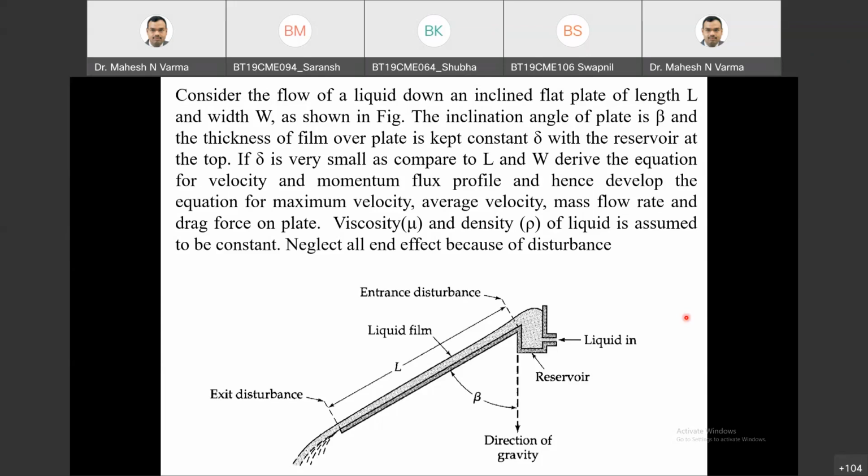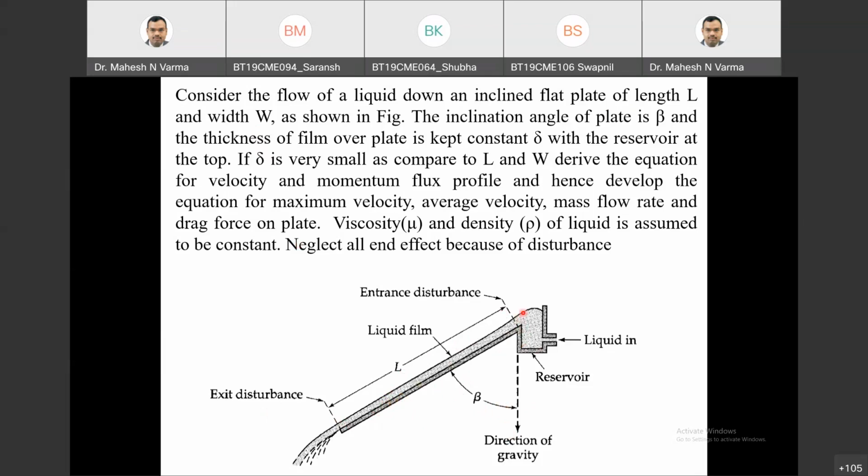So this is the problem. Consider a flow of liquid down an inclined plate of length L and width W. The inclination is beta with the horizontal. You can consider the horizontal as parallel to your eye level. This is the length of the plate, and the width of the plate is exactly perpendicular to the screen.